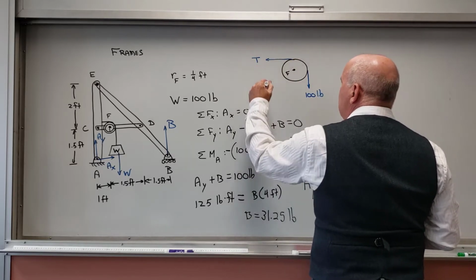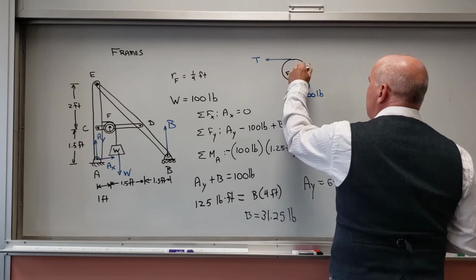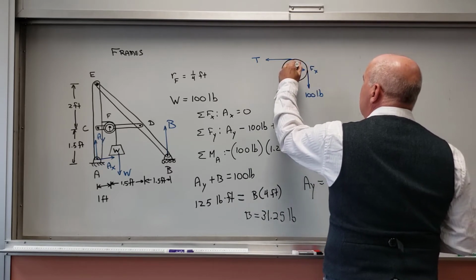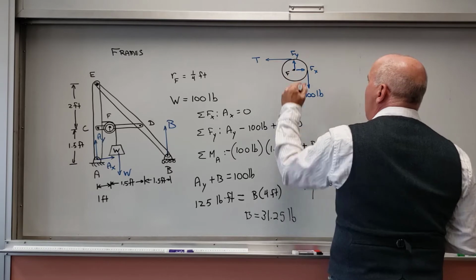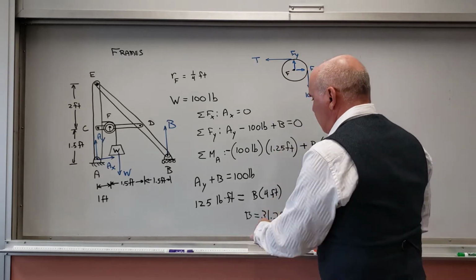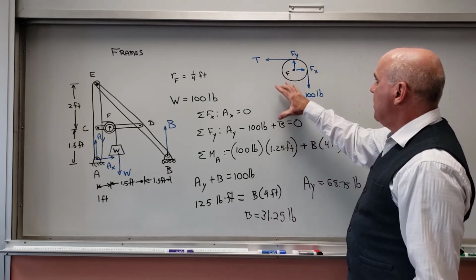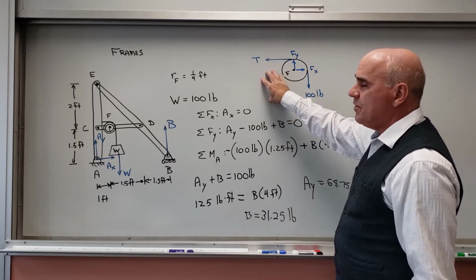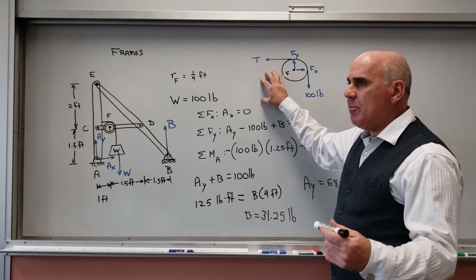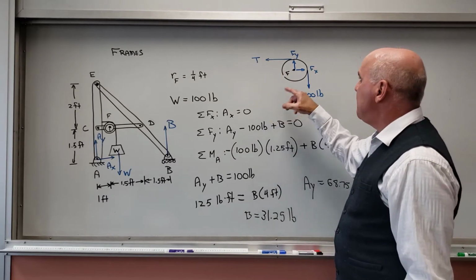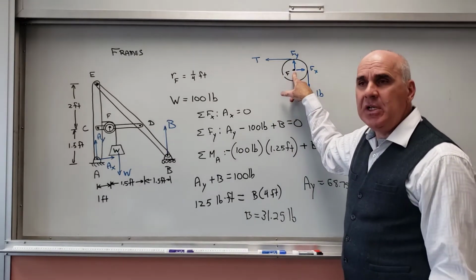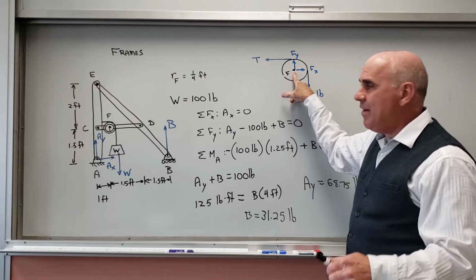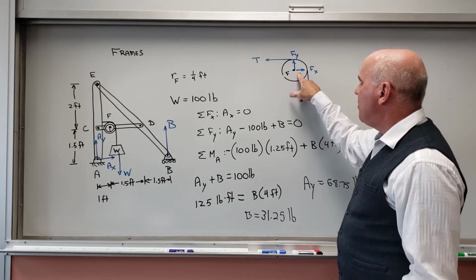This is some tension that I don't know. This is F sub x, and this is F sub y. And if I look at the force diagram here, do the sum of the forces in the x, sum of the forces in the y, I'm going to get a system of equations. But then when I do the sum of the moments, and I'm going to choose F, when I do the sum of the moments about F, I get 100 pounds times a quarter foot.